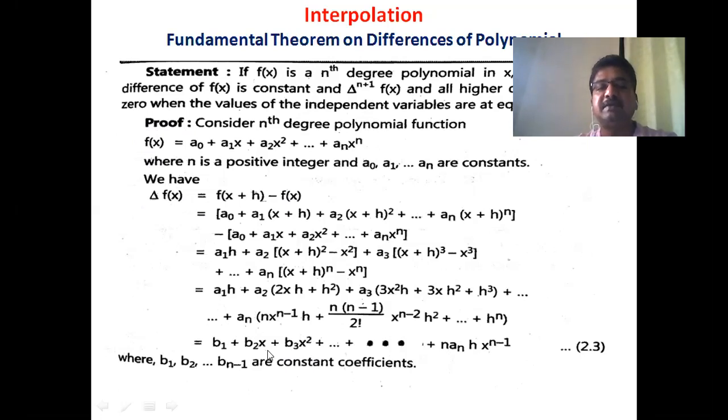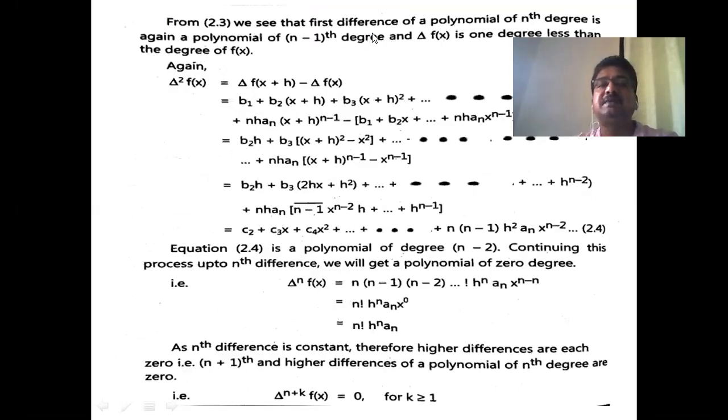So this is delta fx. Now this is a polynomial of degree n minus 1. Now in the next step, we will find delta square fx. So this is the second step. This is the expansion, this is the description. This is a polynomial of degree n minus 1, that is, the degree of delta fx is 1 less than the degree of fx. So no need of writing these statements. Directly find delta square fx after delta fx.